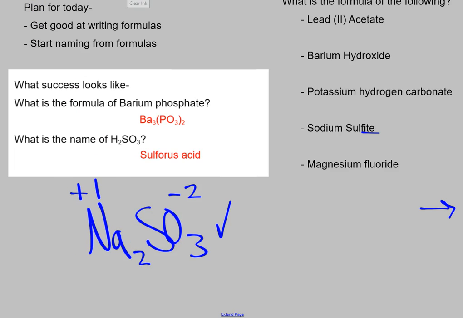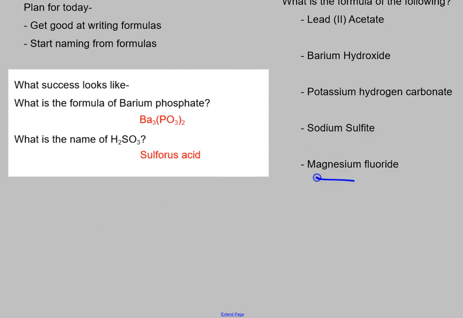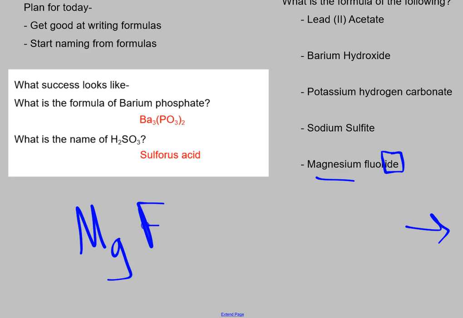Okay, the last one, magnesium fluoride. If it ends with IDE, it's just the element, unless it's on that list over there, like hydroxide. So magnesium fluoride is Mg. Fluoride is just the element of F. And then I just find the charges. Magnesium's in family 2, so it is a +2. Fluorine is in family 7, which means it's 1 away from 8. So it gains 1, which is a -1. MgF2.